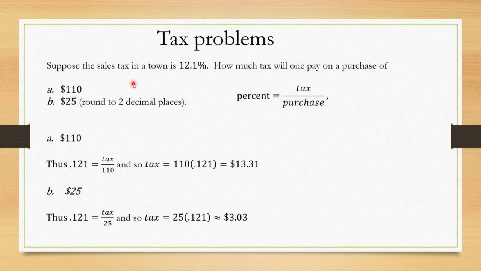So let's suppose the sales tax in some town, I don't know what the town is, but who cares, is 12.1%. So you have to pay tax on something when you buy it, the sales tax. And it's 12.1% of the purchase.